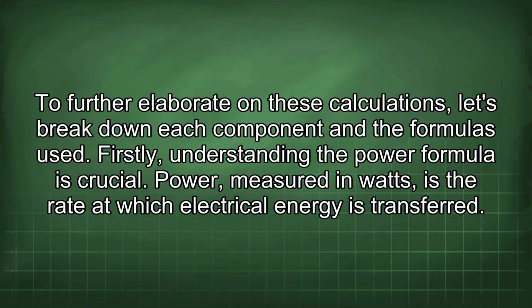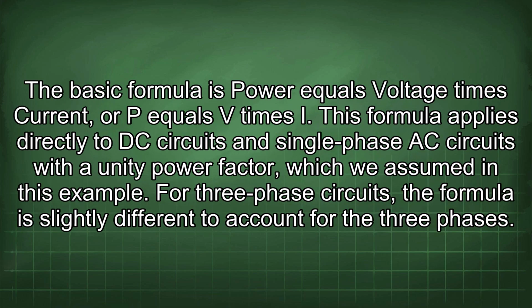Firstly, understanding the power formula is crucial. Power, measured in watts, is the rate at which electrical energy is transferred. The basic formula is power equals voltage times current, or P equals V times I. This formula applies directly to DC circuits and single-phase AC circuits with a unity power factor, which we assumed in this example. For three-phase circuits, the formula is slightly different to account for the three phases.